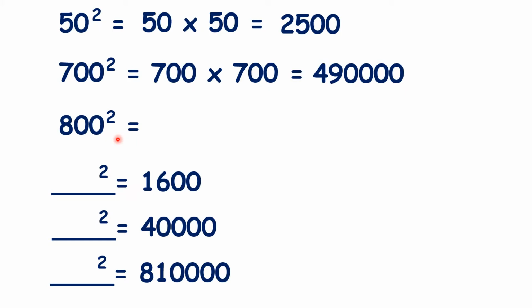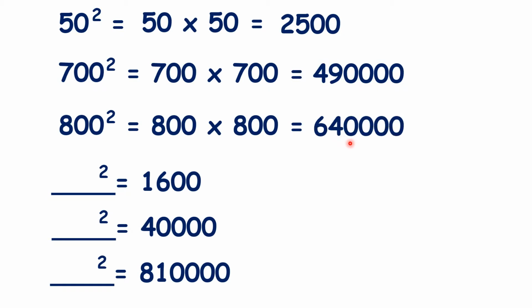So now how can we work out 800 squared? 800 squared means 800 times 800, which is 640,000, because 8 times 8 is 64, and we need 4 end zeros in our answer, because we have a total of 4 end zeros in our question.